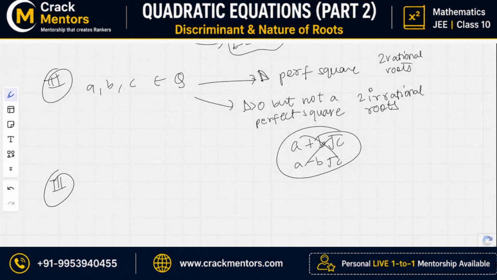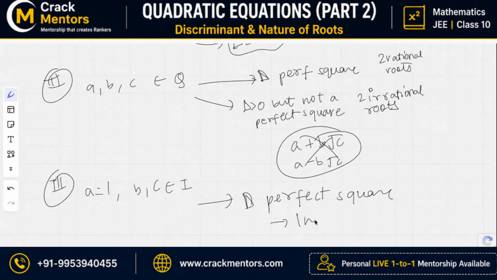Let's say a is 1, and b, c belong to integers, and your d is a perfect square as well. Then what will happen is you will have integral roots. This is a famous condition. A lot of questions are sometimes asked on this.